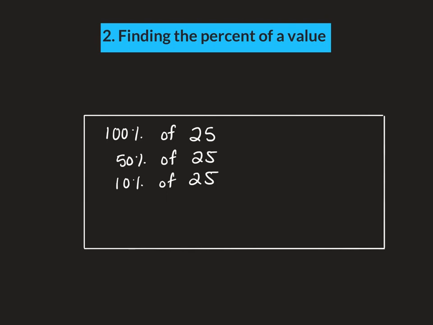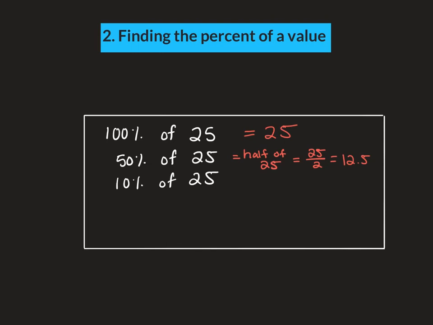Now let's move on to finding the percent of a numeric value. Keep in mind that 100% represents one whole of something. Therefore, if I say I have 100% of 25, that means I have 25, because I'm saying I have all of that 25. If I say I have 50% of 25, I'm saying I have half of a whole, because 50 is half of 100, and 100 represents the whole in percent. Therefore, 50% of 25 is the same as 25 divided by 2, which is equal to 12.5. So 50% of 25 is 12.5.